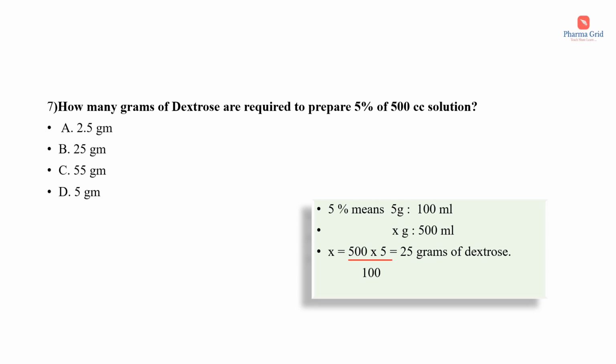Therefore X is equal to, by cross multiplying, 500 ml into 5 gram divided by 100 ml. So that is equal to 25 grams of dextrose. Here the correct answer is option B, that is 25 gram.